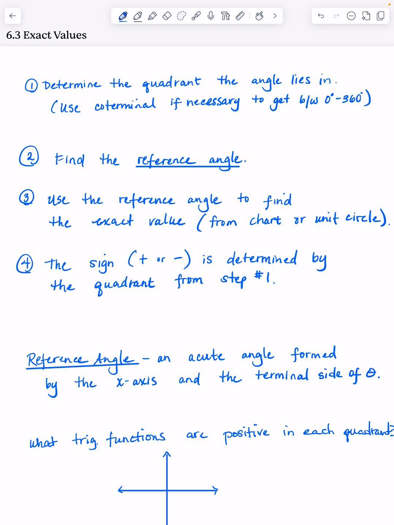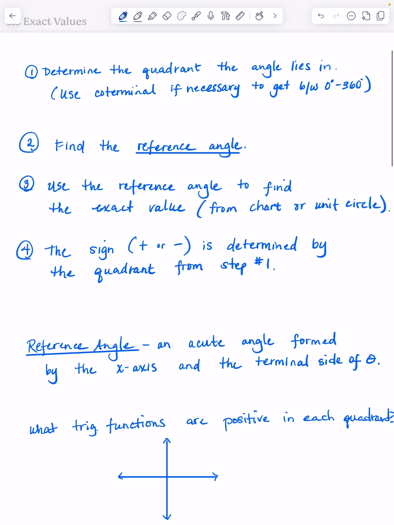All right, so the first thing you want to do is whatever angle they give you, you want to determine what quadrant the angle lies in. So if the angle is not between 0 and 360, then you will find the coterminal angle, subtract or add 360 until you get it in between 0 and 360, and then that tells you what quadrant we're in. Then you'll find the reference angle, and I'll talk about that in just a minute. Then we use that reference angle to find the exact value. And then the last thing we'll do is determine whether the exact value is positive or negative.